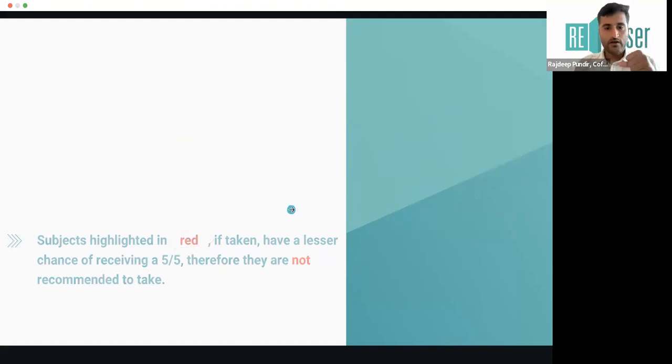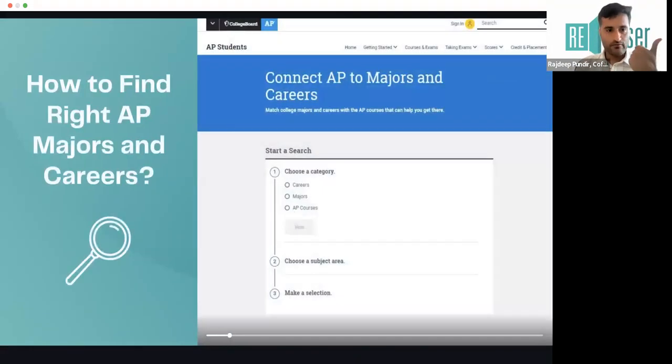So that's one. Now let's figure out the second one, which is how do you find the right AP? When you go to the AP College Board website, there is a place where you can enter the major that you want to do. Based on that, it will suggest which APs are relevant to this particular major.